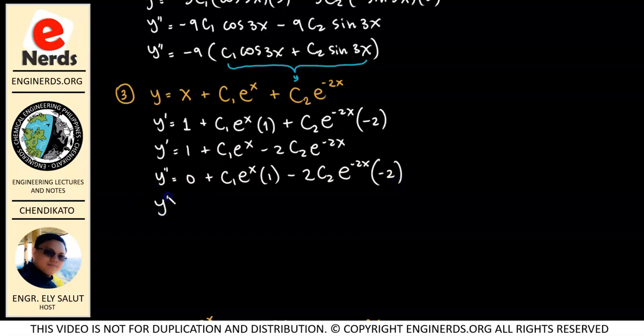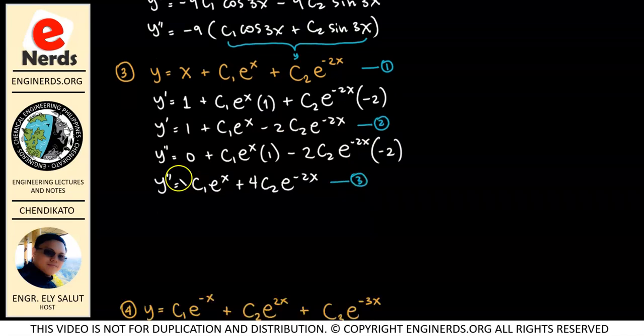So, therefore, our y2 prime is equal to c1 e to the x minus negative 2 times negative 2. So, we will have plus 4 c2 e to the negative 2x. Alright, so para hindi tayo malito, let us name our equation. So, this will be our equation 1, our original equation. And then, our first derivative will be our second equation. And our second derivative will be our third equation, para meron tayong malinaw na label. Okay, so hindi tayo malilito.